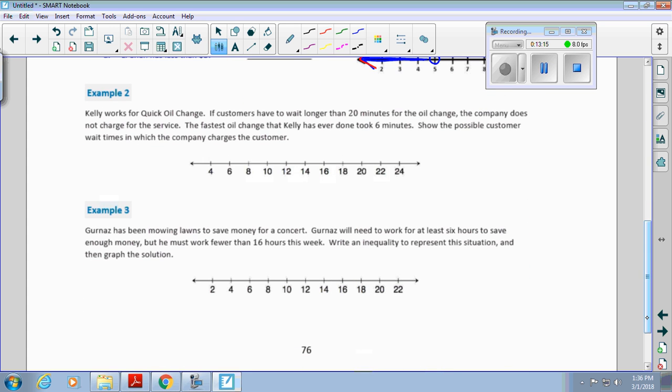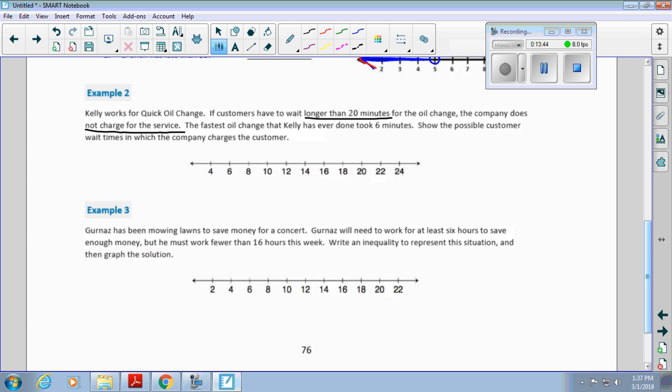When we go down here to example 2, we have some more wording, and it makes it a little trickier. It says, Kelly works for a quick oil change. If customers have to wait longer than 20 minutes, the company does not charge for the service. So if you wait 1 minute, 2 minutes, 3 minutes, all the way up through 20 minutes, you are going to pay for it. But if you wait more than 20 minutes, you're not going to have to pay.